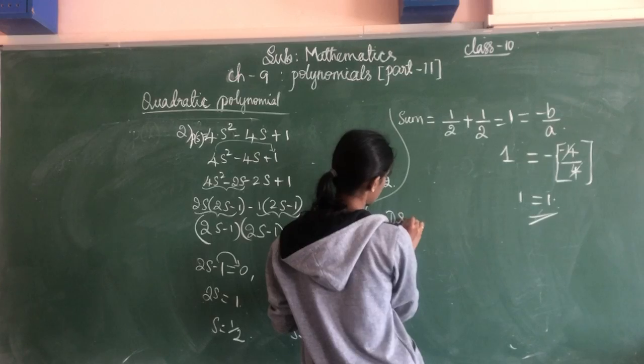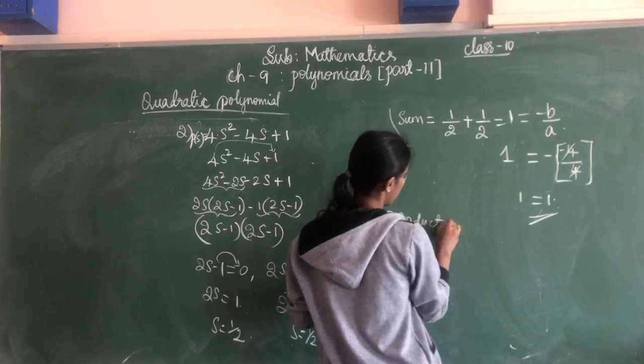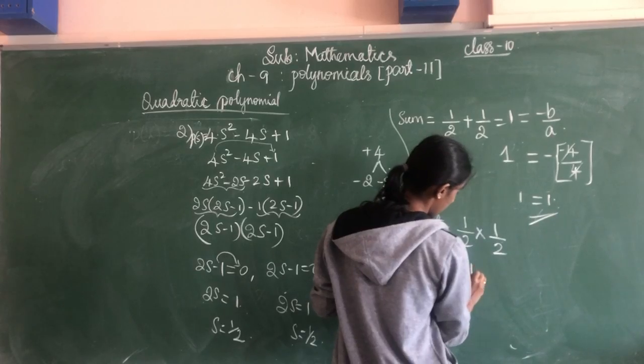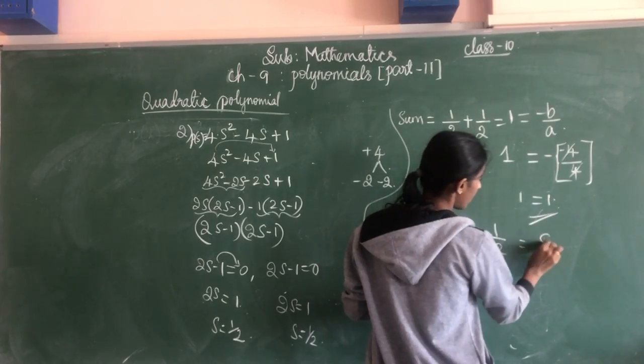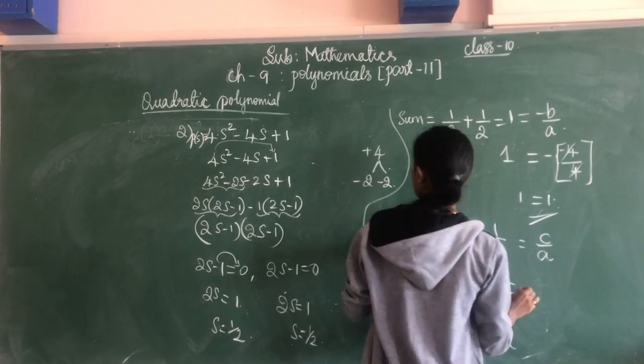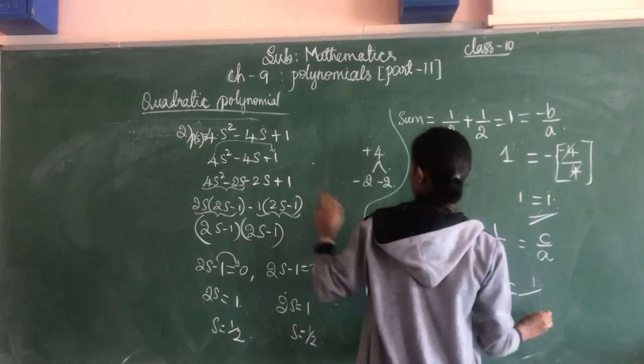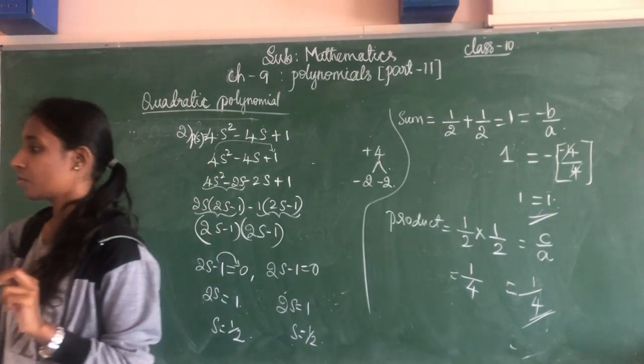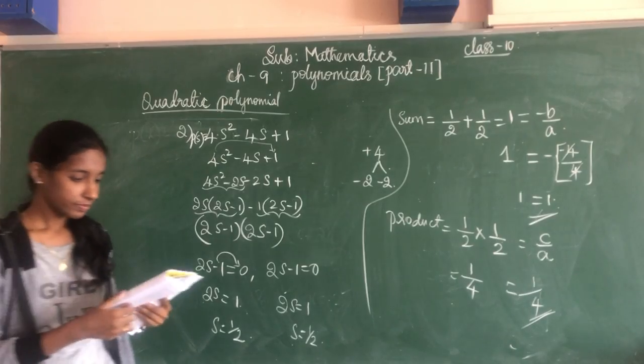You can check with product also. Product is equal to 1 by 2 into 1 by 2. Isn't it? So it is 1 by 4. And what is the formula? C by A. C is 1. A is 4. 1 by 4 is equal to 1 by 4. Yes, so your answer is right.